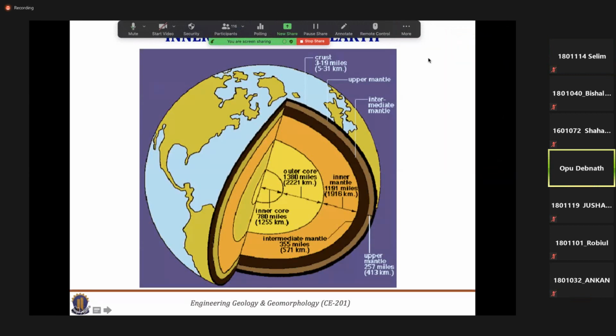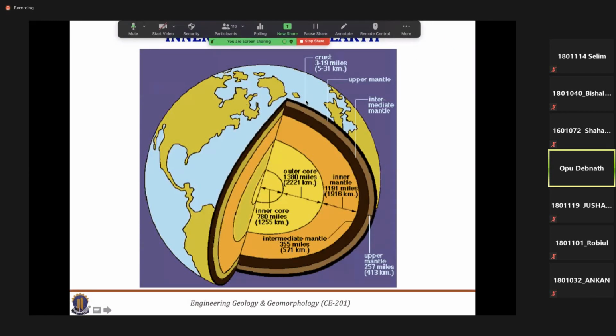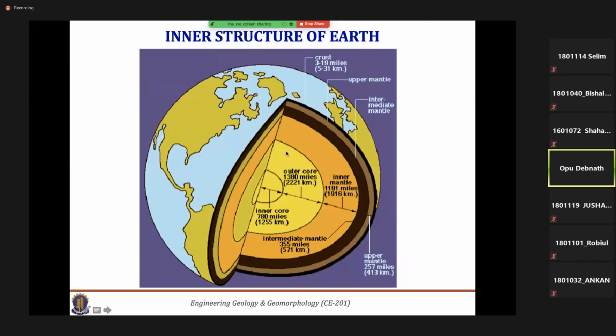Okay, record. So the outermost layer is known as the crust, and thereafter the more inner portion is known as the core, and the intermediate portion is known as the mantle.